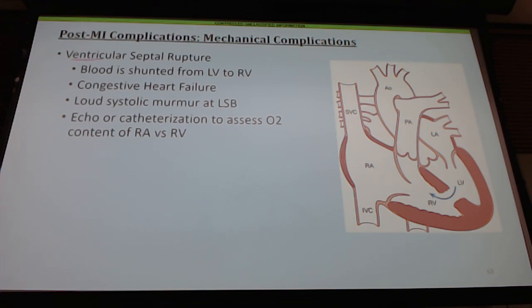But what happens if instead of that being on the ventricular wall, it's actually in the ventricular septum, so between the left and the right ventricles? Well, you can get a rupture of that ventricular septum, and now you get like this VSD kind of thing that's acquired. It's not something you're born with. You acquire this problem, and now you're having blood going from the left ventricle to the right ventricle with that path of least resistance.